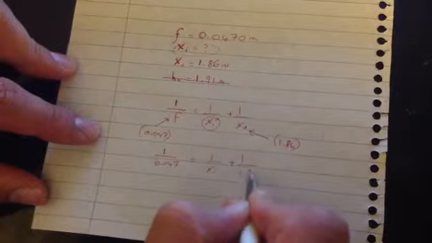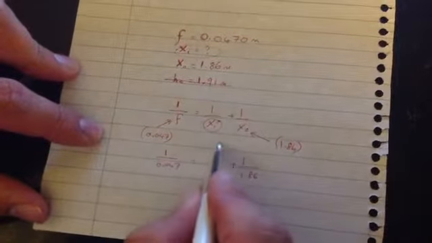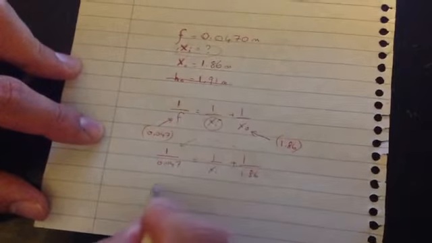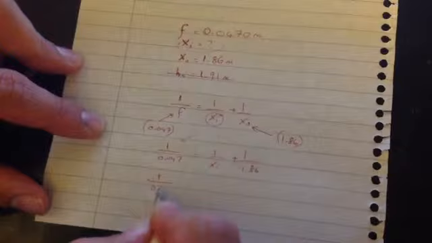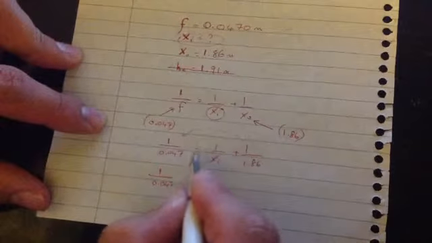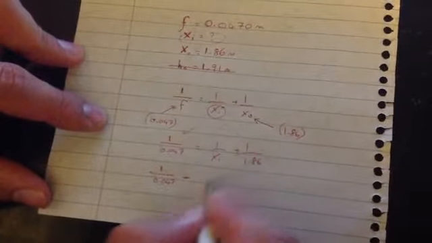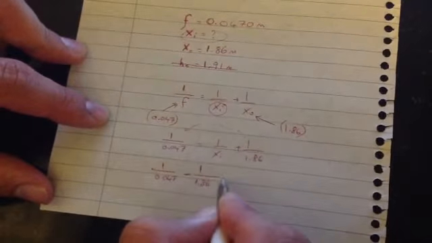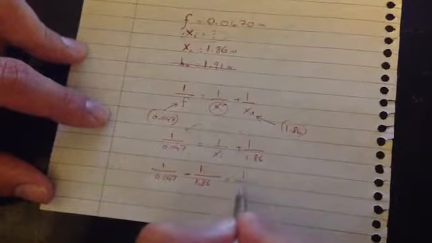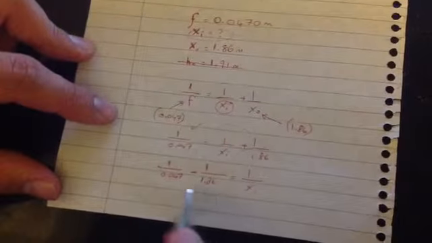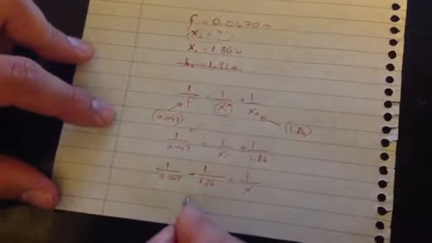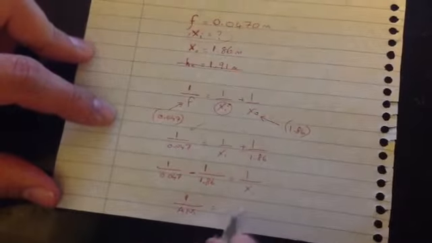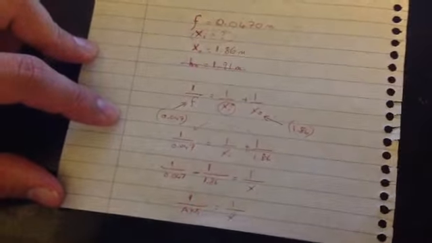1 over 1.86. So now we need to bring this over to this side, so this plus will turn into a minus. So watch that happen. 1 over 0.047, bring it over here, so it becomes minus, not plus. 1 over 1.86 equals 1 over xi. Now we put that in our calculator, it gives us some sort of answer. Okay, and this will be 1 over xi.